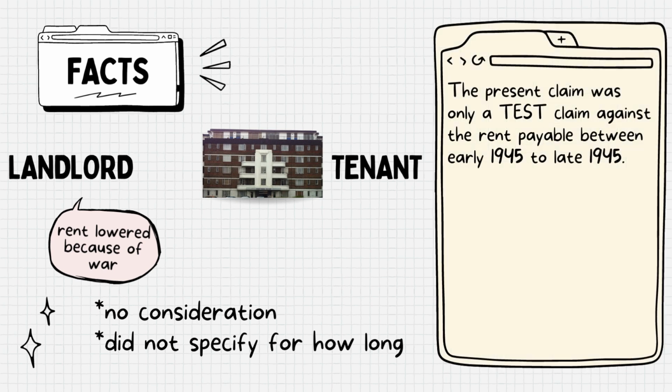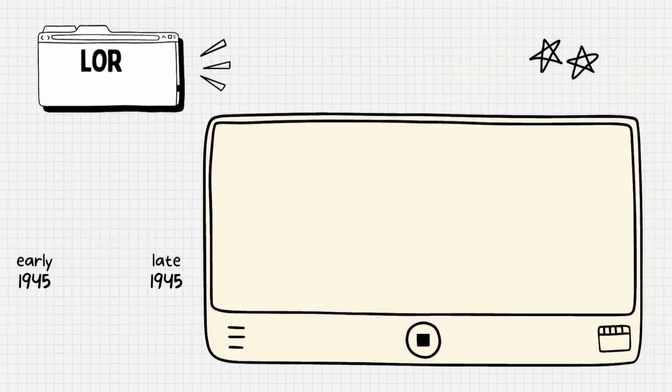To test its claim, the landlord brought a test claim against the rent payable between early 1945 to late 1945. If the test claim succeeded, the landlord's plan was obviously to bring a second claim to recover the rent payable for the entire period between 1940 to 1945.